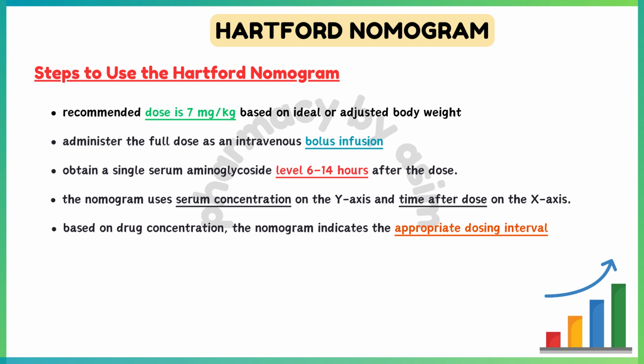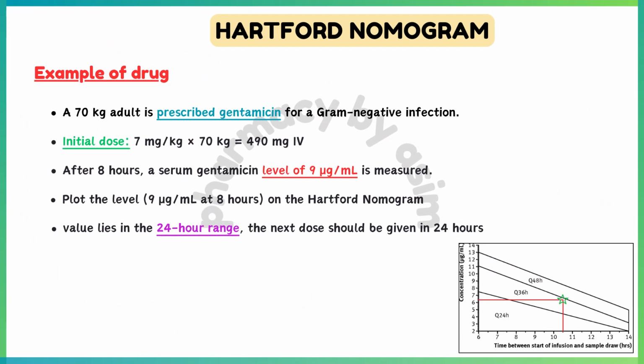The Nomogram uses serum concentration on the y-axis and time after dose on the x-axis. Based on where the drug concentration falls, the Nomogram indicates the appropriate dosing intervals, which range from 24 hours to 48 hours. Let's talk about a practical example of how to use the Hartford Nomogram.